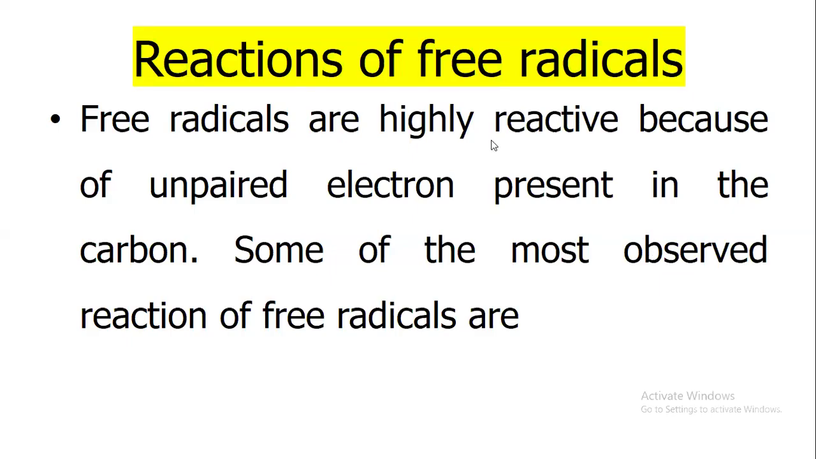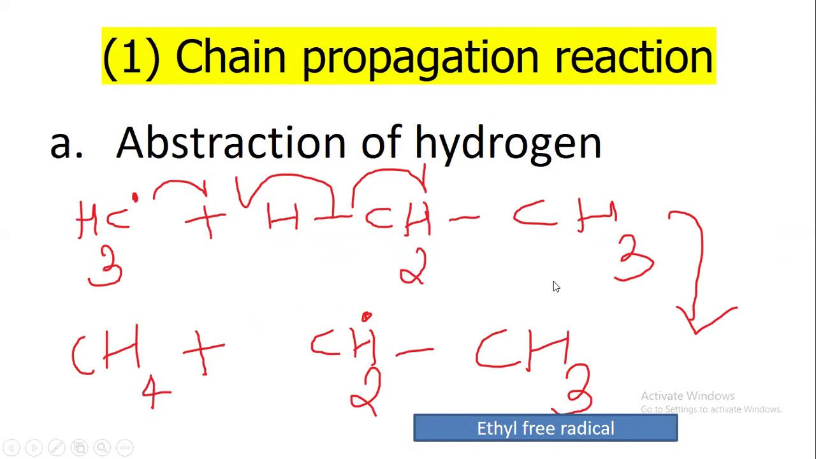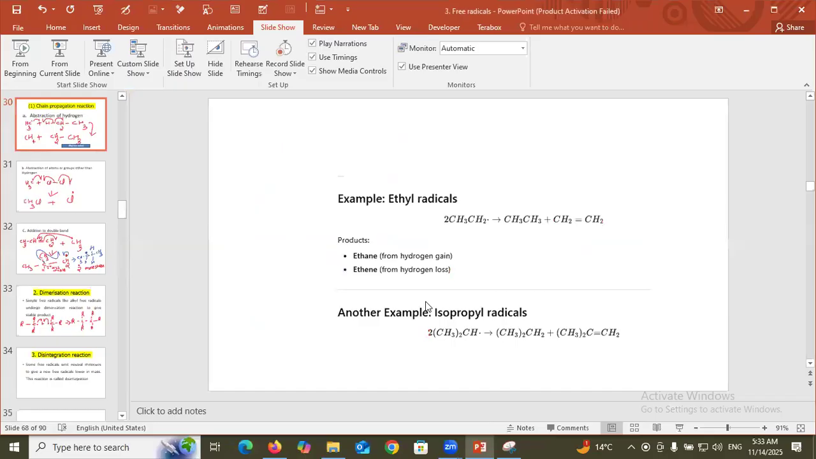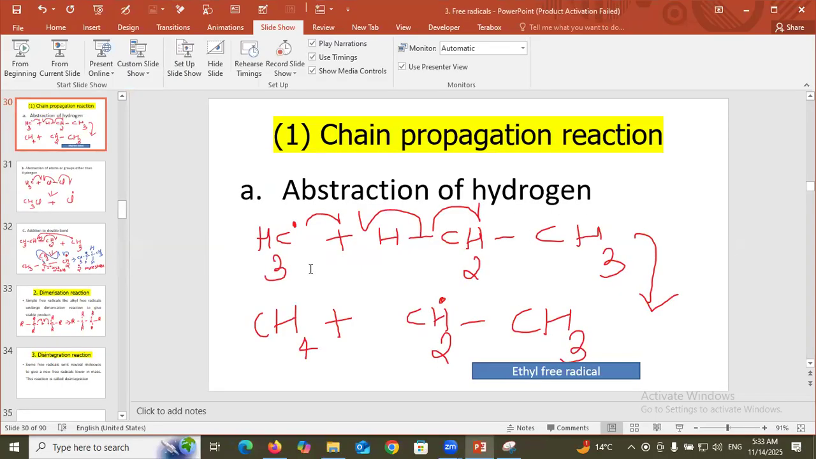Okay, reaction of free radicals. Free radicals are highly reactive because of the unpaired electron present on the carbon. Some of the most observed reactions of free radicals are chain propagation reactions. Abstraction of hydrogen: this methyl free radical attains one electron by single electron movement and forms methane and this methyl free radical.